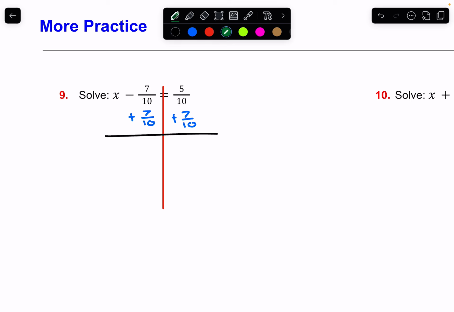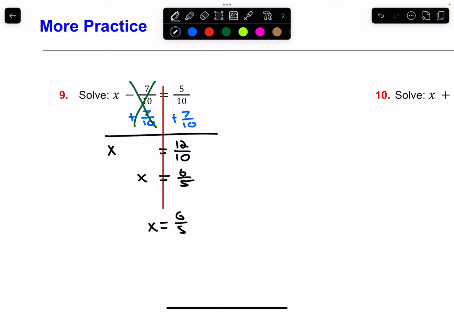On the left, these are going to cancel because they are inverses. X just comes down. Nothing happened to x. The red line is the equal sign. And 5 over 10 plus 7 over 10, common denominators. So all I do is add 5 and 7. I get 12 over 10. And then now I can just simplify this, okay? I'm going to move the x a little closer to make it look nicer. And 12 over 10, top and bottom are both divisible by 2. That's 6 over 5. So my answer, x equals 6 over 5, is the solution.